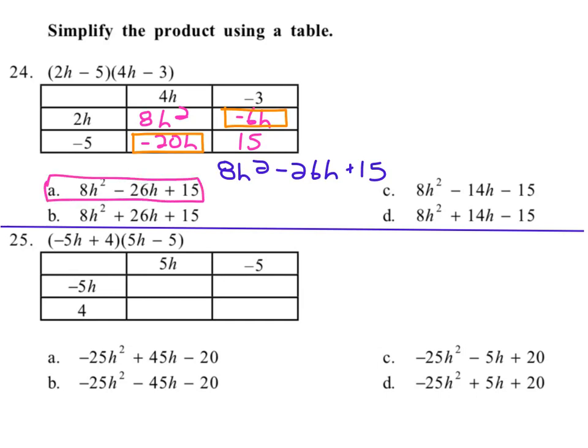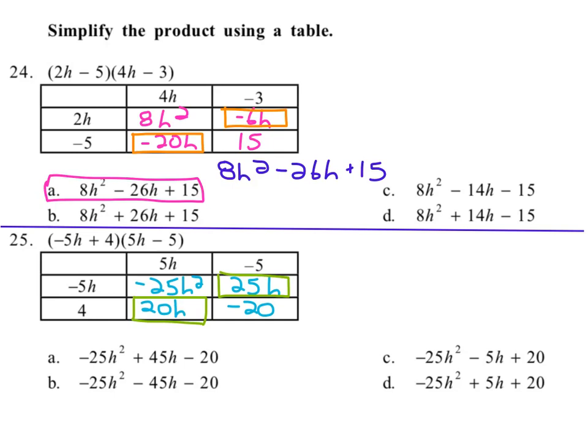Let's do that one more time. We've got negative 5h times 5h is negative 25h squared. 4 times 5h is 20h. Negative 5h times negative 5 is 25h. And 4 times negative 5 is negative 20. What can we combine together? We can combine these h terms together. 20h and 25h. We're adding them together.